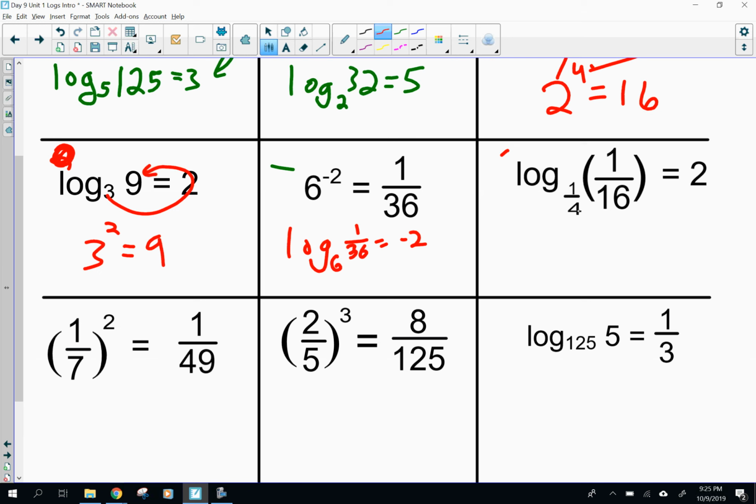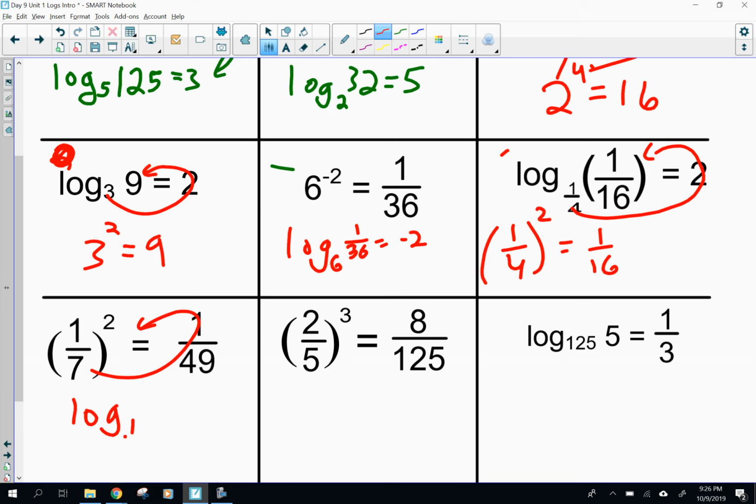It's the same thing if you're writing back in exponents. Just grab the base, hit the exponent, and that's what it's equal to. It's like making a backwards Nike swoosh symbol. So like 1/4, and it's good to write in parentheses. 1/4 to the second power is 1/16. This guy, whoosh. Log base 1/7 of 1 over 49 is 2.